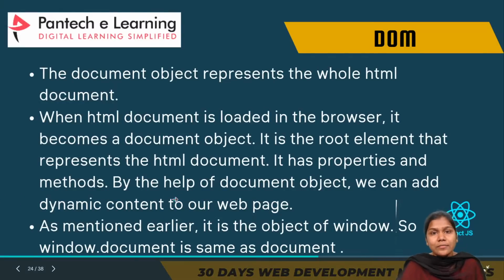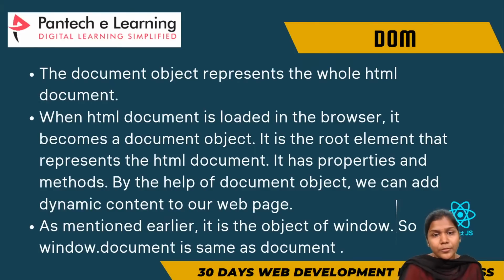Fine. Here comes in detail about what is this DOM. Document object represents the whole HTML document. It's nothing but the complete file. When an HTML document is loaded into the browser, it becomes a document object. So it is the root element that represents the HTML document.